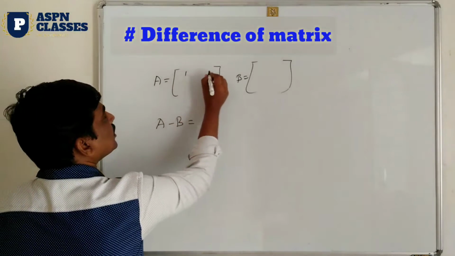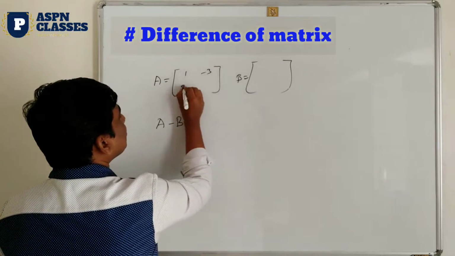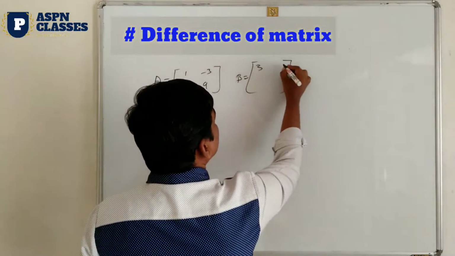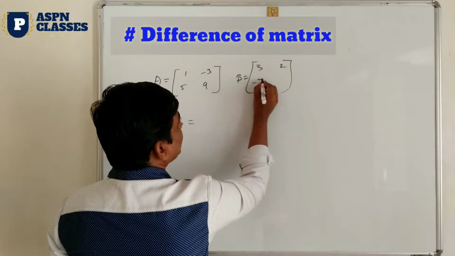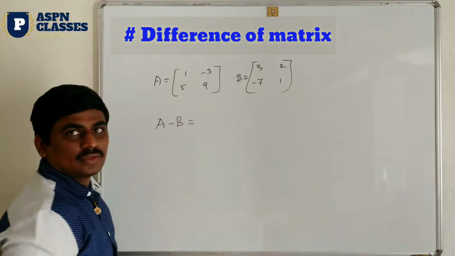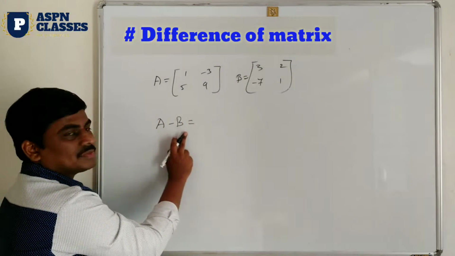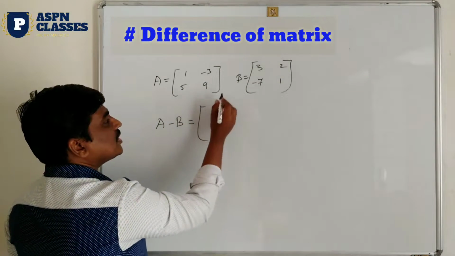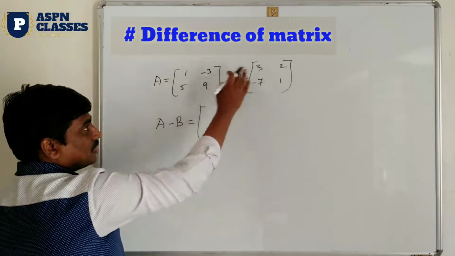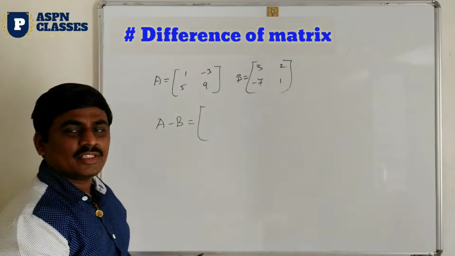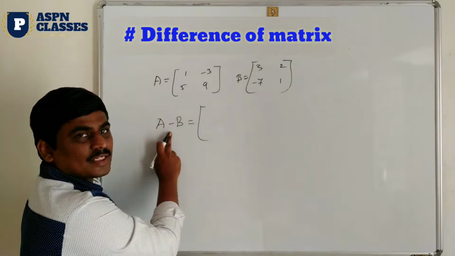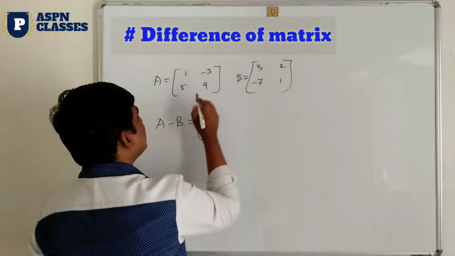For example, I am going to take 1, minus 3, 5, 9 and 3, 2, minus 7, 1. Okay, two matrices are given. It means A minus B. How to find it? Again, the rule is the same. Both orders must be the same. Only corresponding elements have to be subtracted. The addition method is the same, just here we take the subtraction.